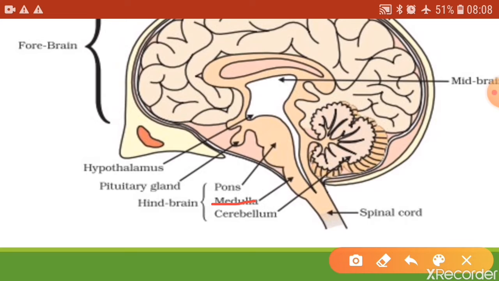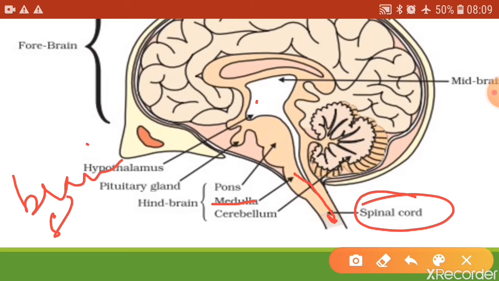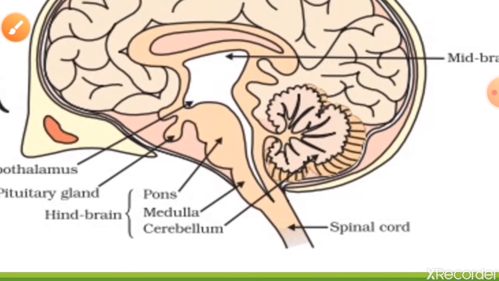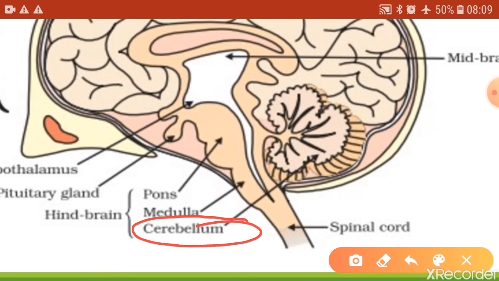The other thing that you see is that the medulla is connected to the spinal cord, the next part of the central nervous system. Now the midbrain, pons and medulla together make the brain stem. So your brain stem is formed of the midbrain, the pons and the medulla. The third important part of the hindbrain is the cerebellum.